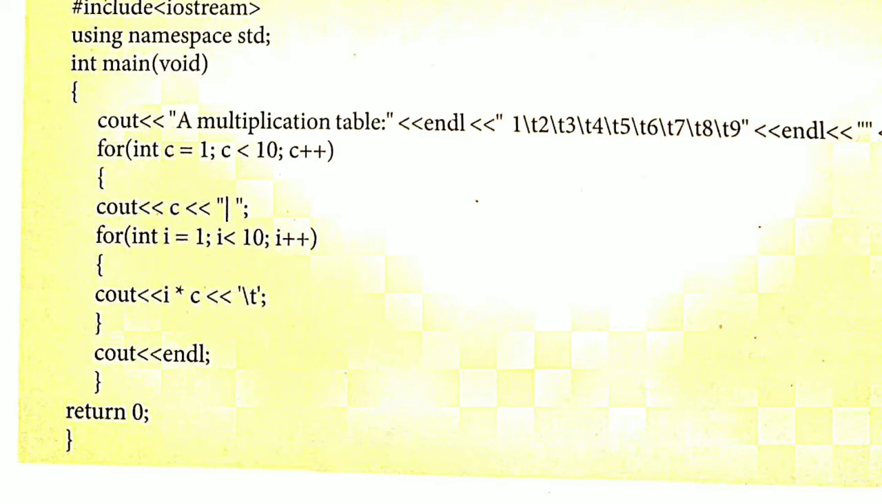So after this i loop executes 10 times, it will go back to the c loop. This c loop will increment the value from c is equal to 1 to 2. Then it will come back to the i loop again and execute 10 times from 1 to 10 with c value 2. So the 2 table will be printed. After finishing that, it will go back to the c loop and increment the value from 2 to 3 and come back to the i loop again. You can see that the i loop will print the 3 table fully.